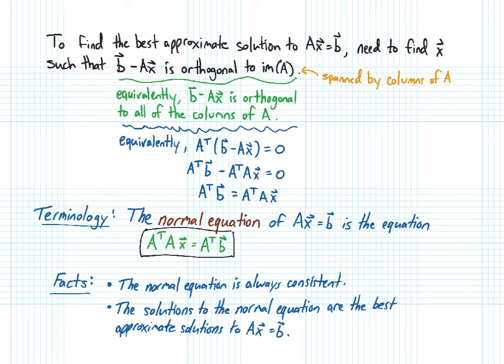And so the final method that we've arrived at here is so simple that if I just told you what it was without going through all this work of proving it, there was no way that you would believe me. But here's how it works. If you have an equation AX equals B that doesn't have any solutions, multiply both sides of the equation by A transpose. This will give you the normal equation. That always does have solutions, and those solutions are the best approximate solutions to AX equals B.